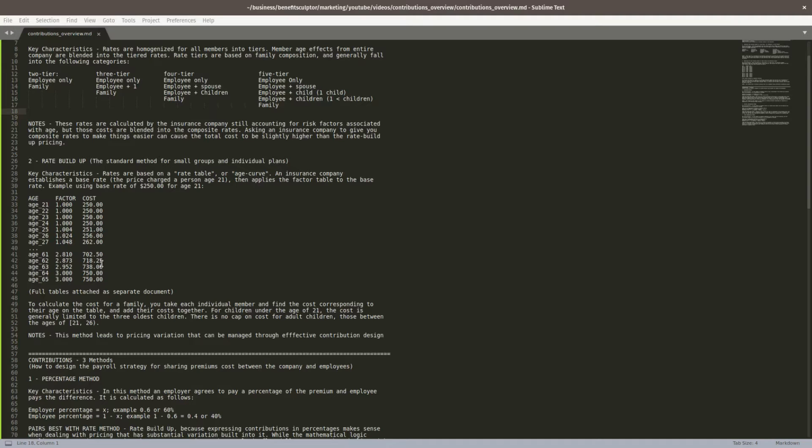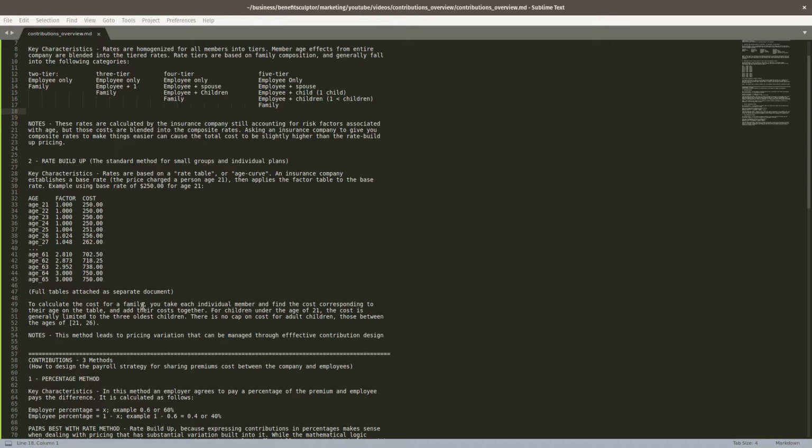Now there's one little technicality in that if we're dealing with small children, that's children between the ages of 0 and 21, the insurance company will generally stop accruing costs up to the three oldest children. So we take the three oldest children under the age of 21. So if you've got 5 children, for example, we only have to pay for 3 of them, even though we can insure all 5 of them. So you get a little protection there.